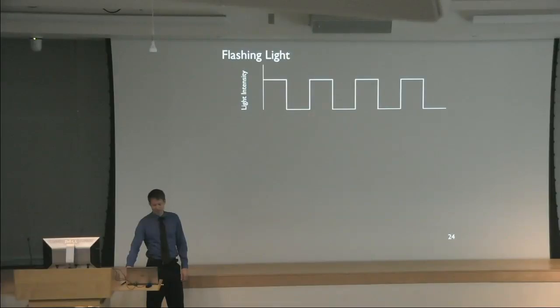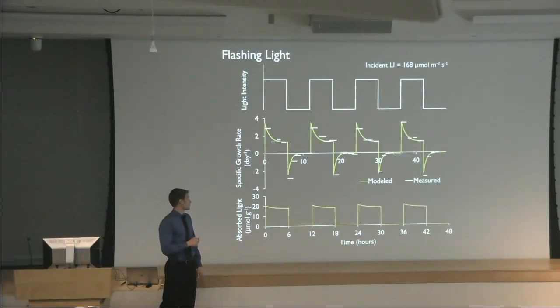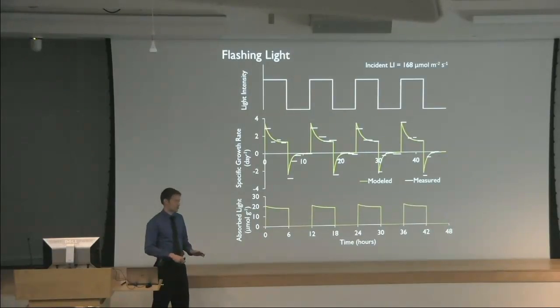The first example of this that I'd like to show is with 6 hours of light and 6 hours of dark. And yes, I'm aware that that is stretching the definition of a flash. But I think it's important to show this because it exemplifies that at this resolution, I can measure the changes in specific growth rate. And it exemplifies that the model does, in fact, capture this repeating spiking growth followed by a depression and then decay during the dark and restabilization, which repeats in both the model and experimental results.